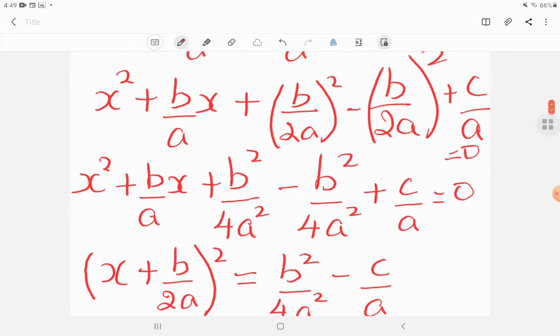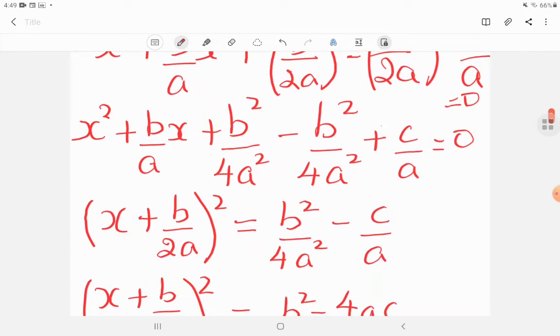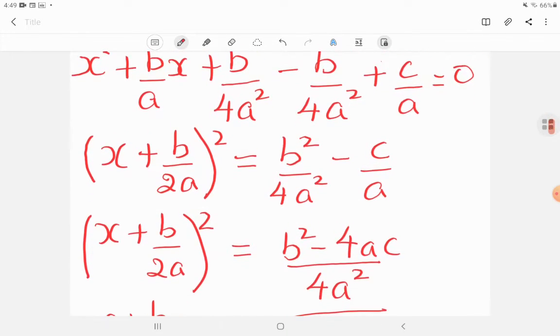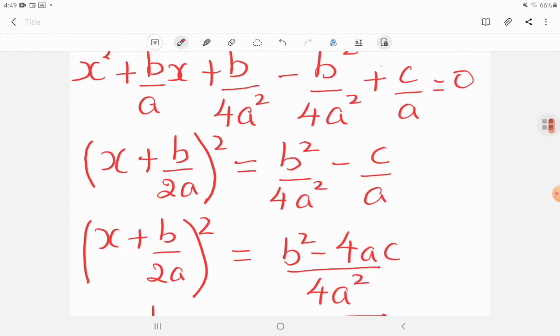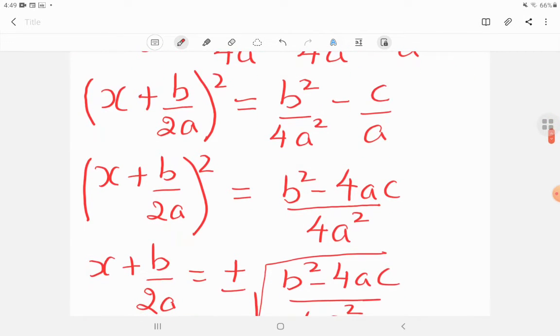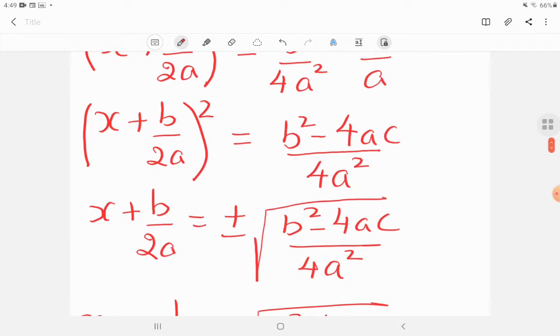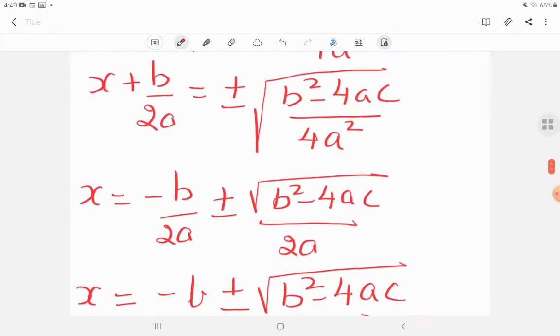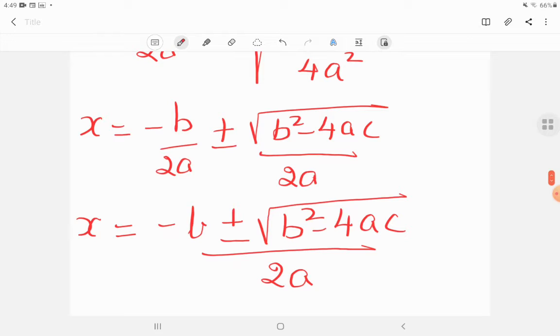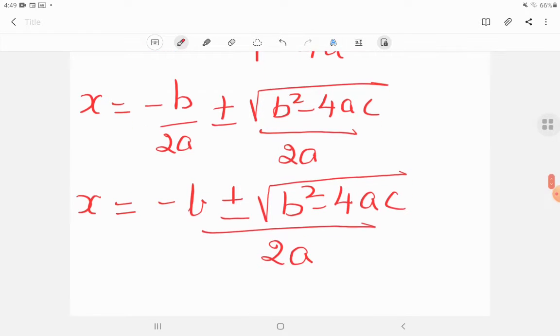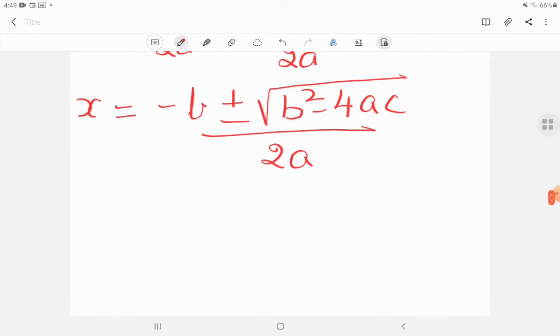So we get this equation, and then you convert it into a perfect square form and take the other two terms to the right hand side, convert the right hand side into a single fraction, and then you take the square root on both sides, and thus you get the formula x is equal to minus b plus or minus the square root of b squared minus 4ac, divided by 2a.